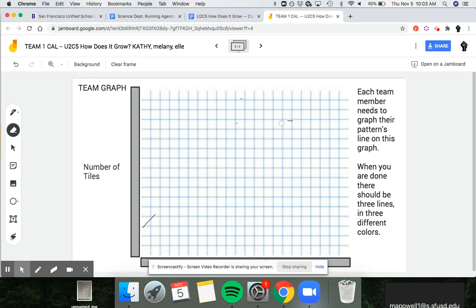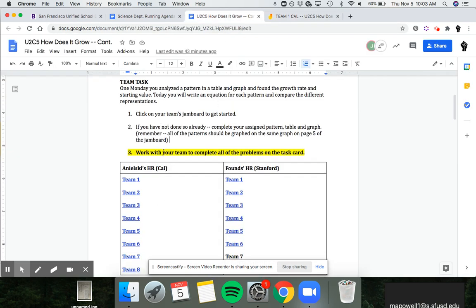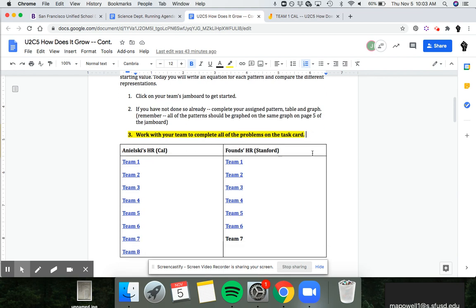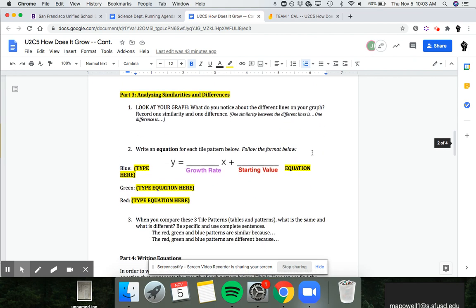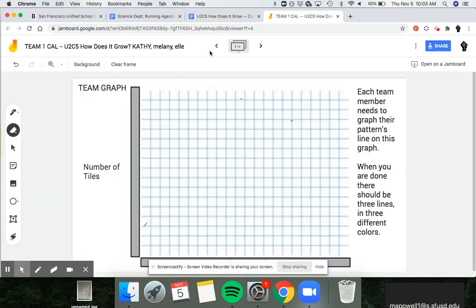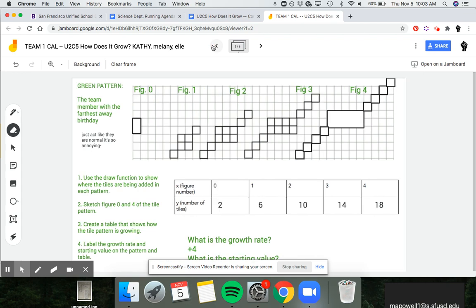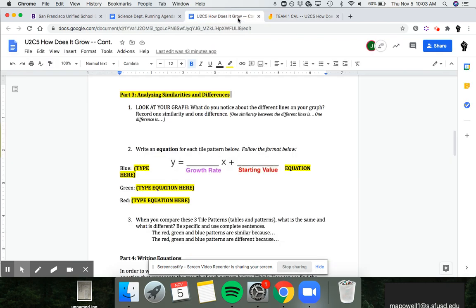Once your group finishes the graph and the patterns from Monday, you're going to work with your team to complete the problems on the task card. So today, we're going to analyze the similarities and differences between those 3 patterns, between this, this, and this.